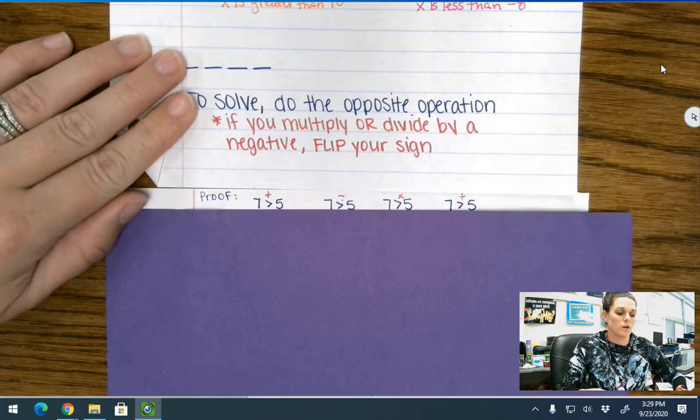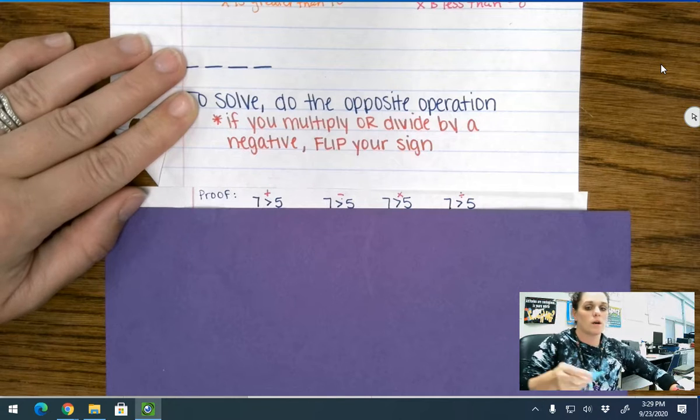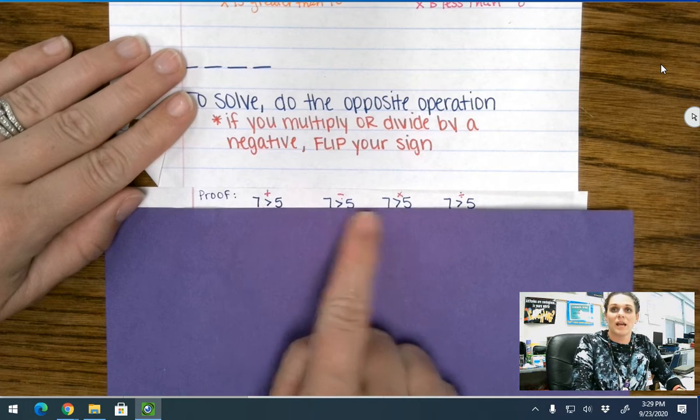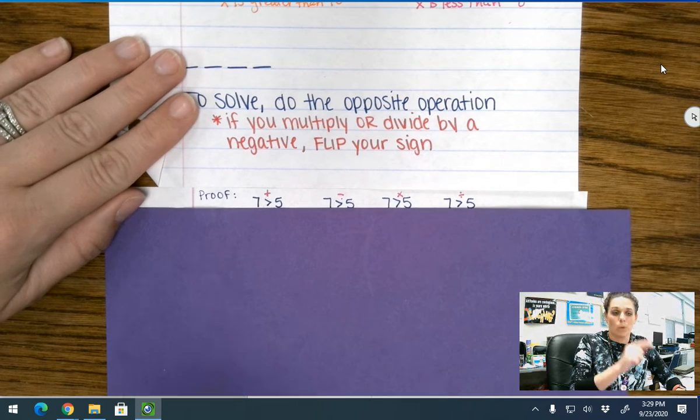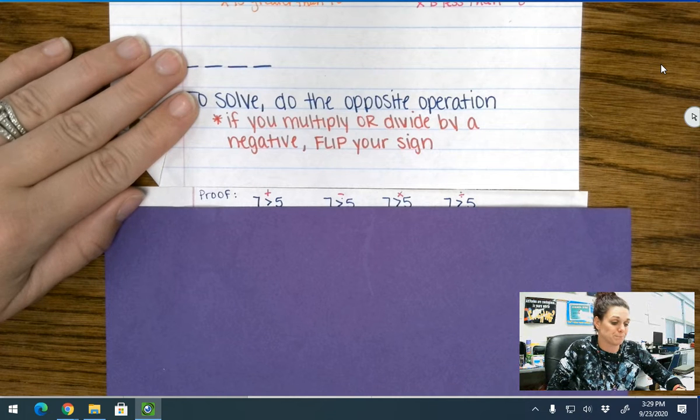Okay, so there is some proof behind it. All right, so I have the same sequence all the way through. We have our 7 is greater than 5. And we're going to do positive, negative, multiplication, and division because I want to prove this rule and why you need to flip that sign.